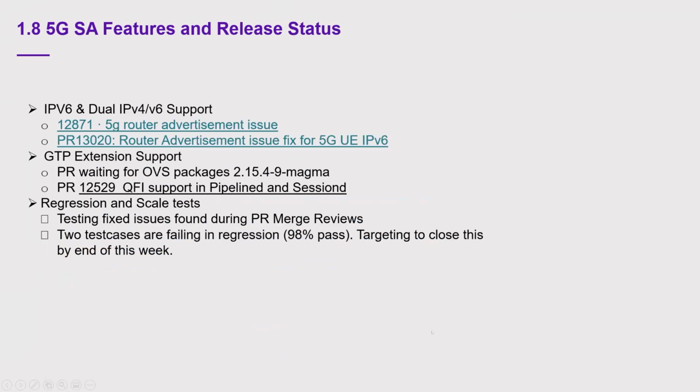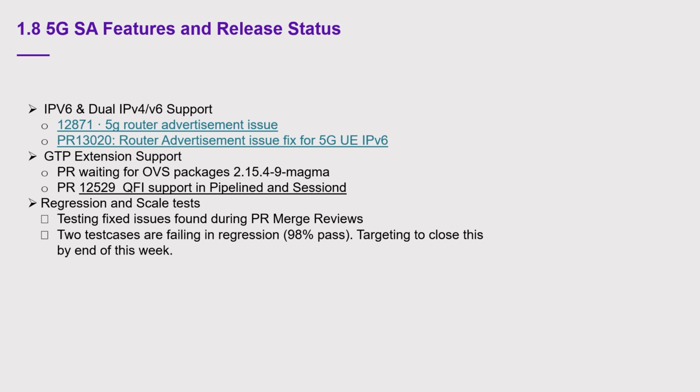This is the status of features which are either not merged or still going through testing. For IPv6, we have one issue waiting for the merge, which is tied up with the OBS package, mainly the GTP extension support issue 12529. That is actually one of the major code changes. They are relying on the OBS package in JFrog, right?